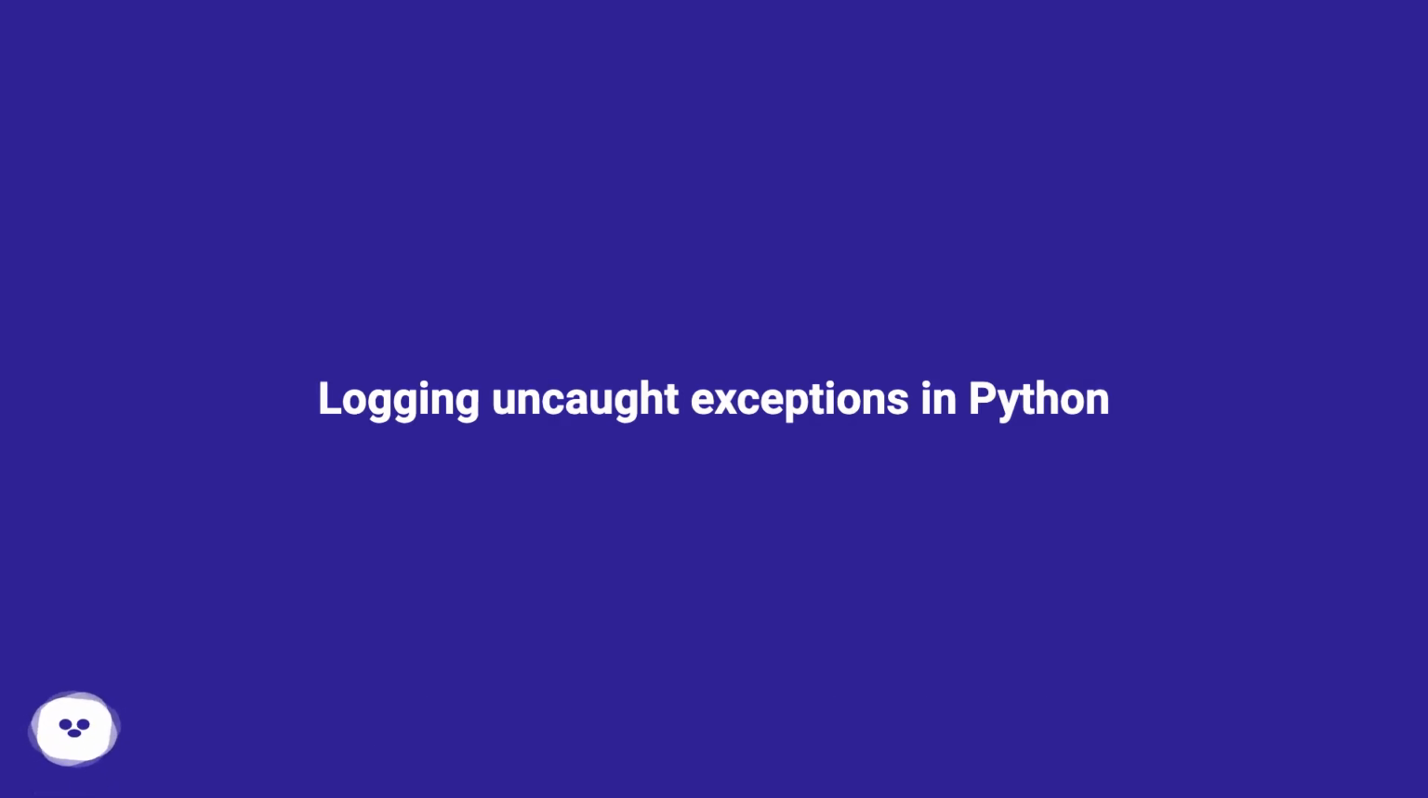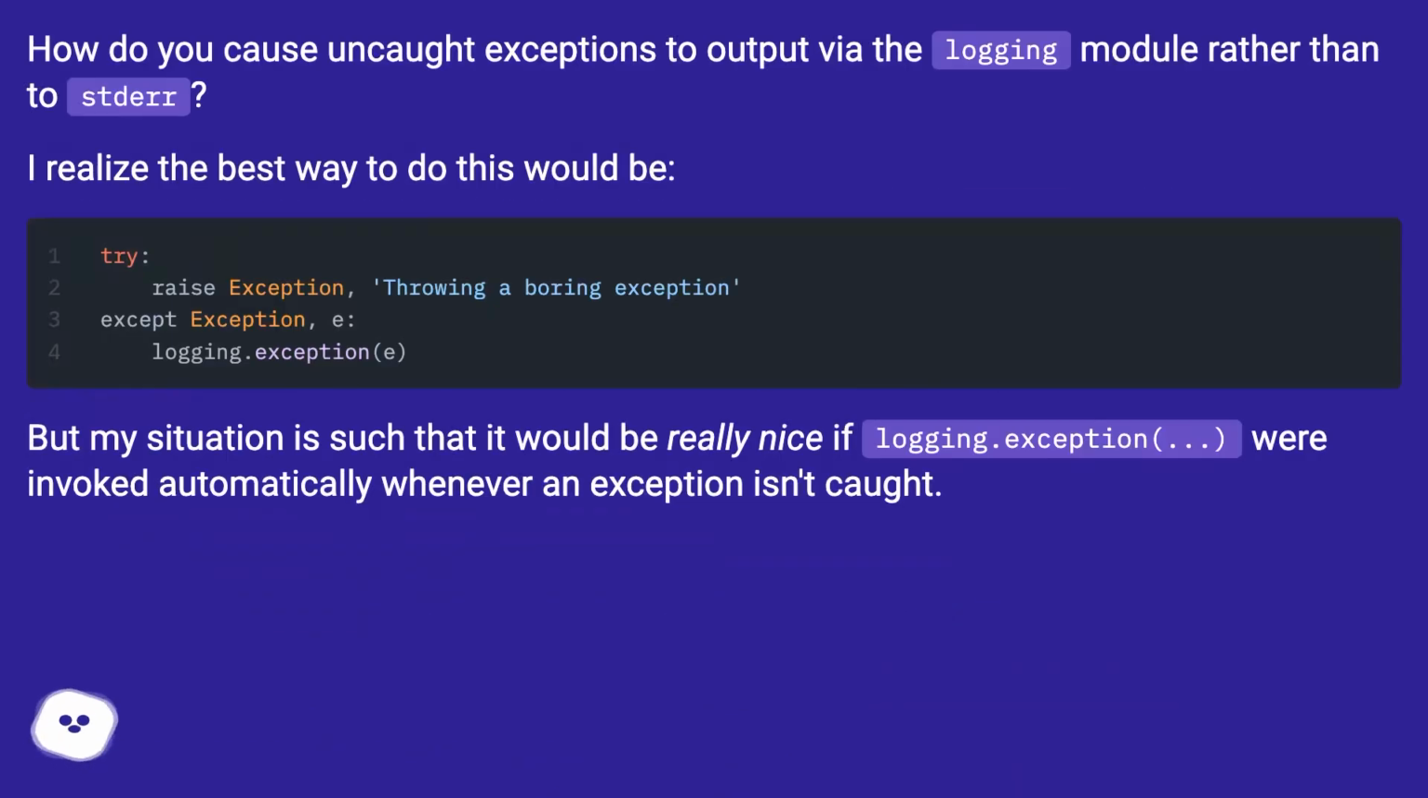Logging uncaught exceptions in Python. How do you cause uncaught exceptions to output via the logging module rather than to stderr? I realized the best way to do this would be. But my situation is such that it would be really nice if logging.exception were invoked automatically whenever an exception isn't caught.